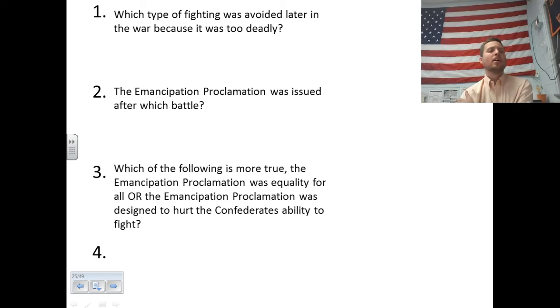Cool. 3. Which of the following is more true? The Emancipation Proclamation was equality for all. Or the Emancipation Proclamation was designed to hurt the Confederates' ability to fight. Please put either a 1 if you think it's equality for all, or put a 2 if you think it's hurt the Confederates' ability to fight.